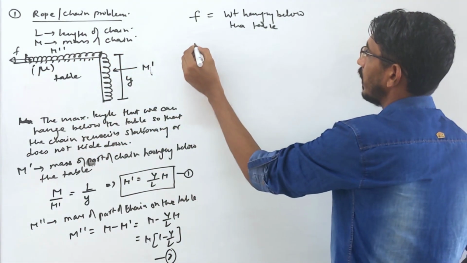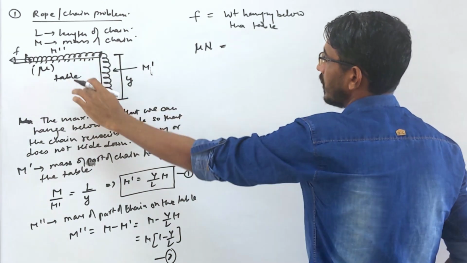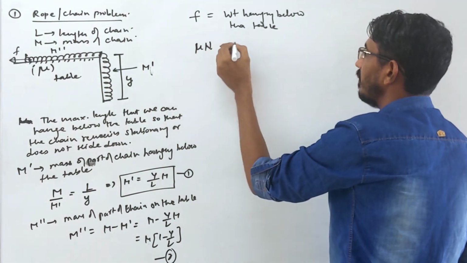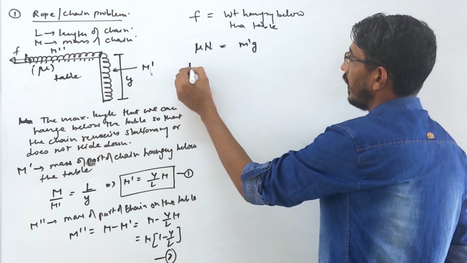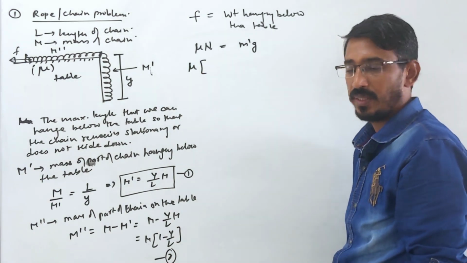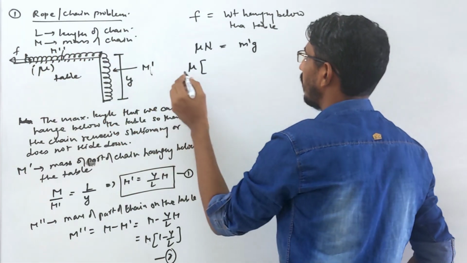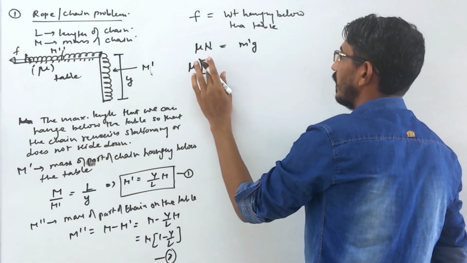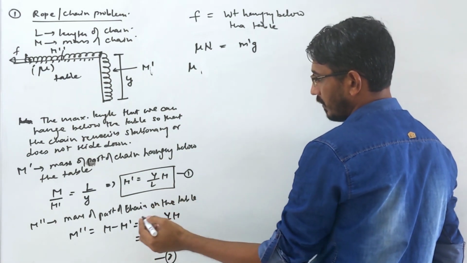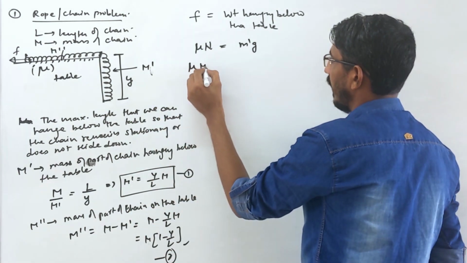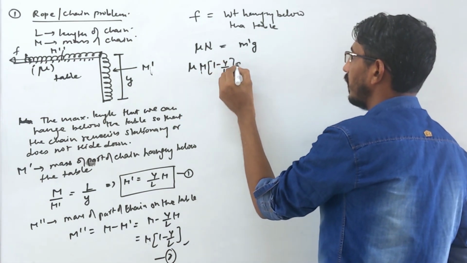So what is the frictional force formula? Frictional force is mu into N, which is equal to the weight of this much part. What is the weight of this part? m dash into g, correct? Yes. Okay, mu is okay. What is the normal reaction? Again mg, correct? But here we are talking about the mass of this part, right? Normal reaction here, so m double dash, correct? M double dash we have calculated here somewhere. This is m double dash, correct? Yeah, which becomes m into 1 minus y by L into g.